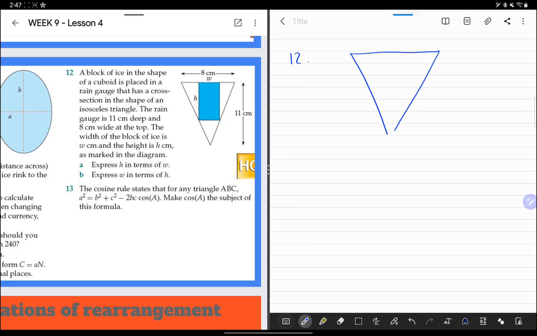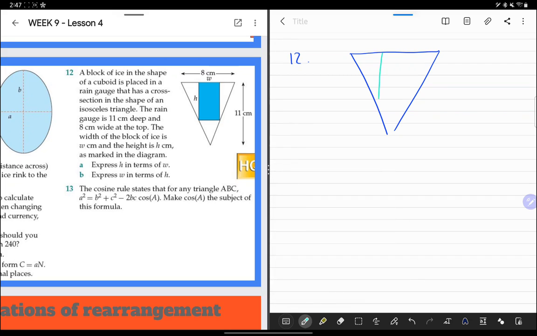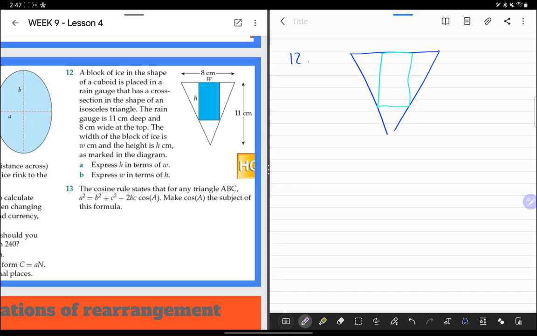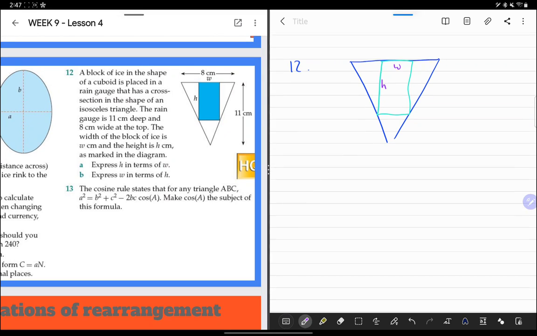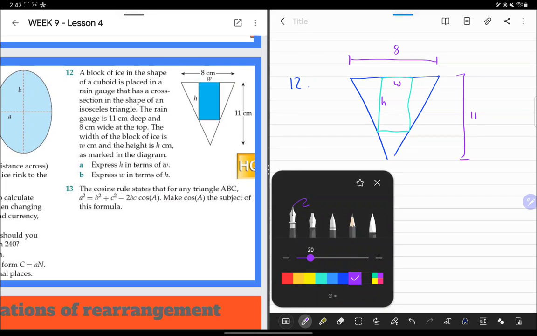Let's draw it in just because it's nice to have a diagram. I should have not used blue already because I wanted the ice block to be blue. But anyway, there it is. Something like that. That's H, that's W. That's 11 and that's 8. Okay, the question is, can you tell me what H is?